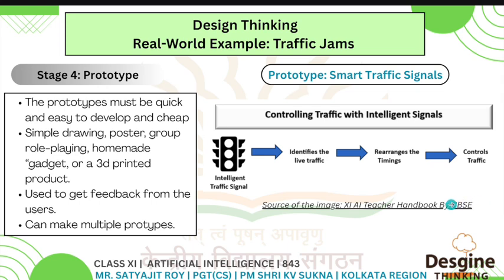For example, if you think about our problem of traffic jams, and if you select to implement smart traffic signals, then the prototype might look like this. It is just a poster which shows how the intelligent traffic signal will work, right? So as you can see, this is a logo of the traffic signal, and it is showing that this traffic signal will identify the live traffic, and based on that, it will re-adjust the timings of the signals, and thus control the traffic, right? So this is just a simple poster that you can make in the prototype stage, and which we can show to the users to get the feedback.